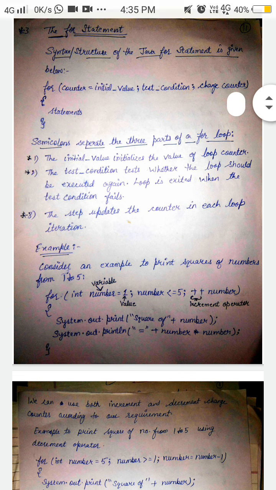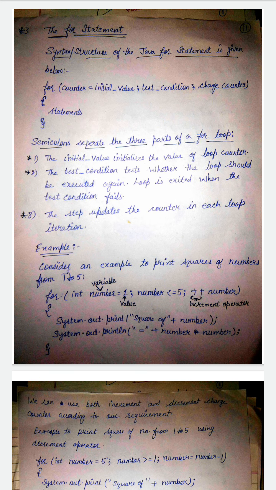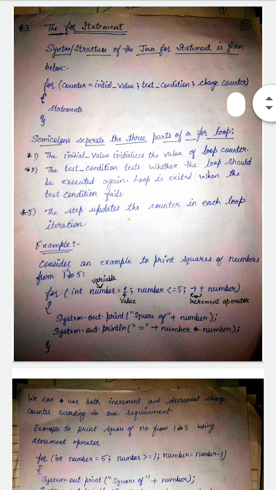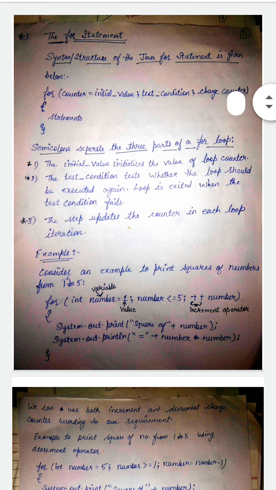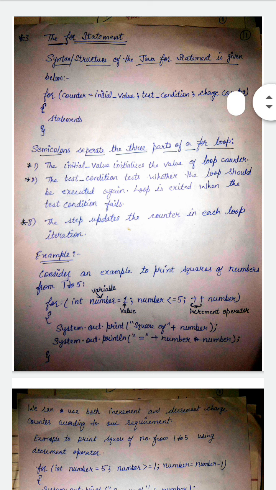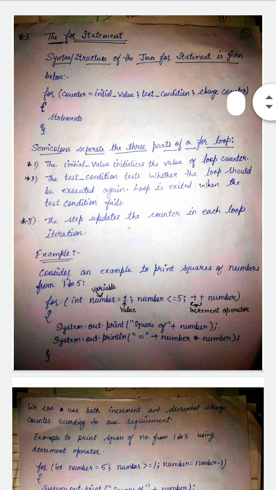Now the initial value initializes the value of the loop counter. In the initial value we will write the value from where we want to start the loop. After that there is the test condition. Like in the previous video on the while and do while statements, where we write the expression or test condition, in the for statement we will write the test condition after initializing the value for the loop.